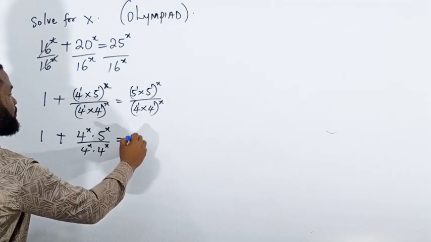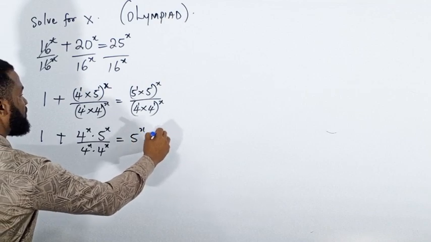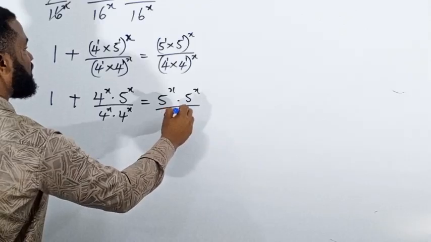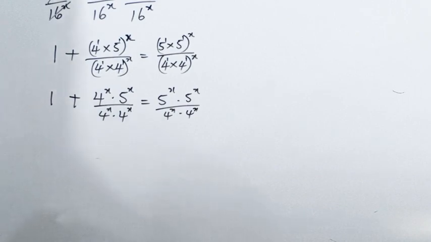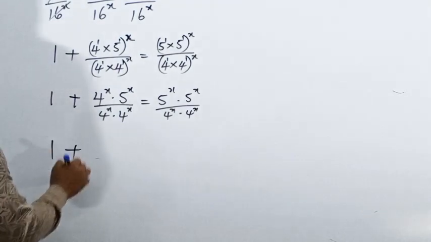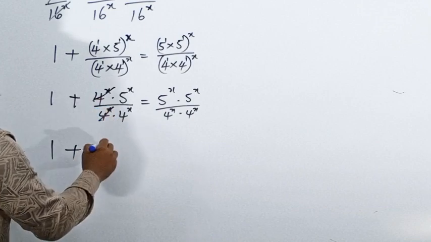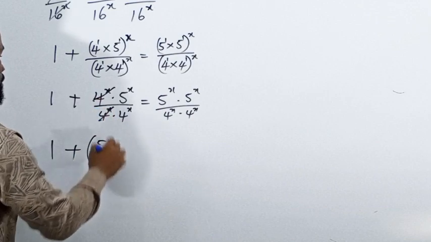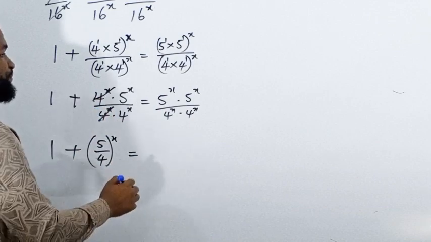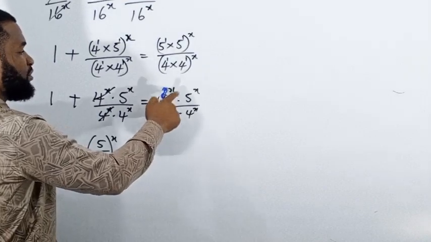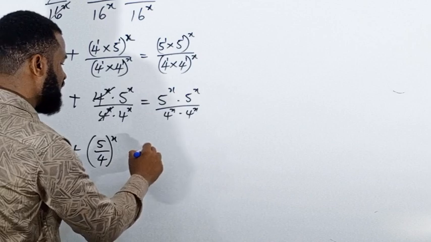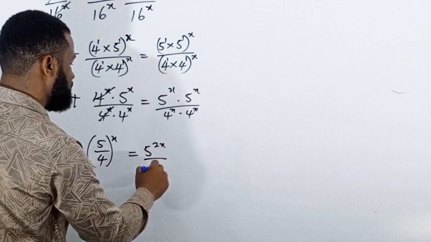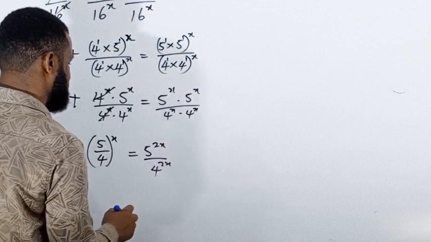This is equal to 5 raised to power x dot 5 raised to power x all over 4 raised to power x dot 4 raised to power x. Please, dot is representing multiplication in this case. So I'm going to have 1 plus, this x will cancel the x. I have 5 over 4 all raised to power x, which is equal to, and remember, according to the law of indices, when they are the same base, their powers will add. So I have 5 raised to power 2x all over 4 raised to power 2x.